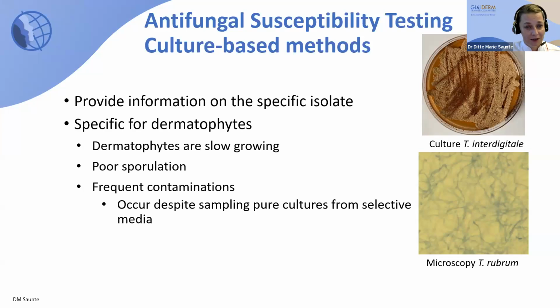So it's specific for the dermatophyte that is isolated, but you also have to be aware that dermatophytes are very slow growing. As I told you before, sometimes it takes up to 4 weeks for a dermatophyte to grow in a culture. Sometimes they have a very poor sporulation, and you use the spores often to inoculate the agar plates. Just an example here to the right is the microscopy of Trichophyton rubrum. Very, very few fungal spores. And often there is also a contamination of other fungi, even though you harvest the cultures from something you think is a pure culture.